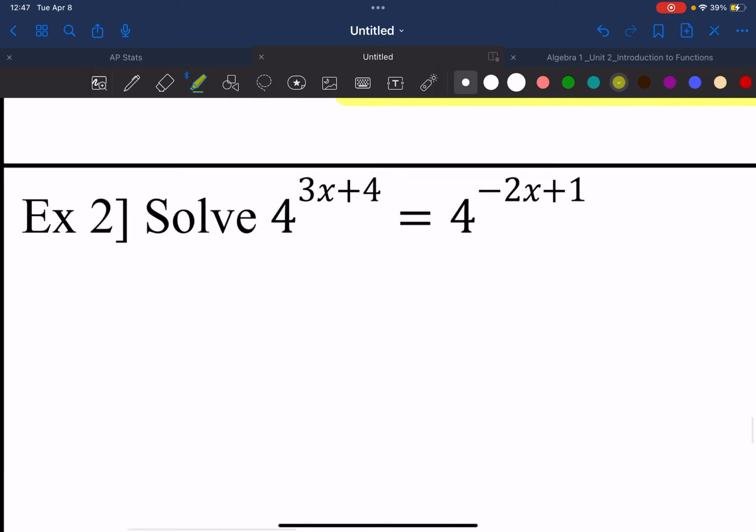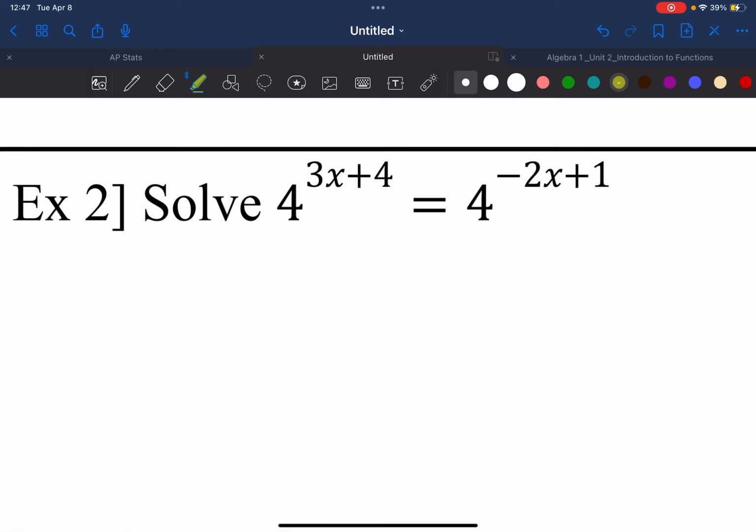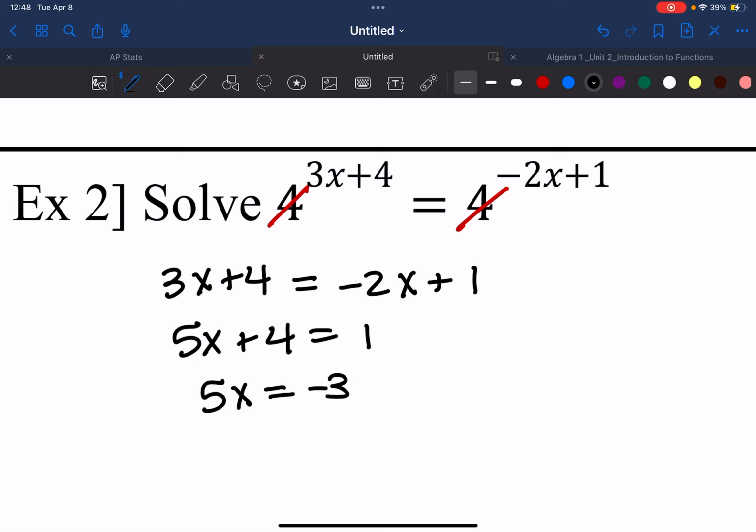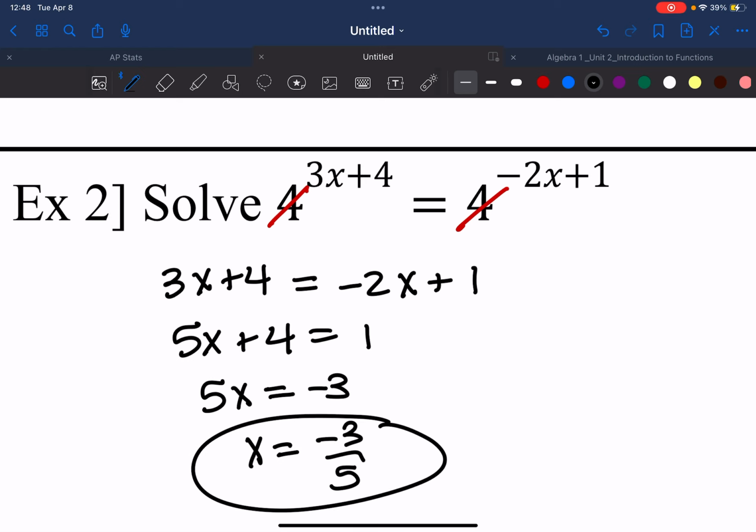So number 2, notice that we have the same bases, of 4, which means I can cancel them out, and I have 3x plus 4 is equal to -2x plus 1. Now I just solve for x. So if I add the 2x over, I'm left with 5x plus 4 equals 1. Subtract the 4, 5x is equal to -3. Divide by 5, x is equal to -3/5. That's my answer.